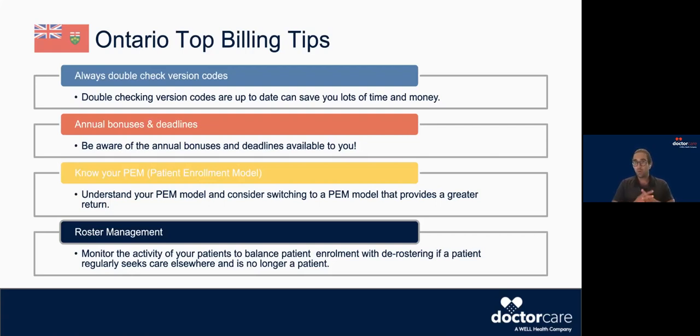Knowing your patient enrollment model, if you're a family physician, changes the way you might want to bill. It changes how you get compensated. Are you getting capitation from your roster, or fee for service from your billing? It really depends, and you should know how you're billing and how you're getting paid.